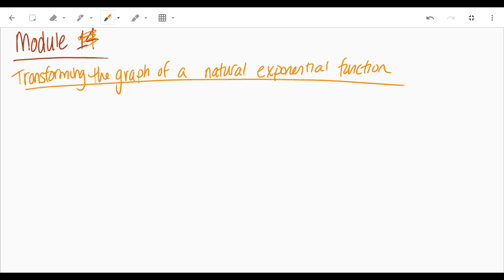Okay, we are on module, I don't know why I wrote 14 there, module 18. Looking at this module, it looks like a lot of stuff that you did in Algebra 2, so hopefully it's a little bit of review for you. If you have your interactive notebook, you might even want to dig that up because there are a lot of things from that here. Okay, we're going to start with transforming the graph of a natural exponential function.